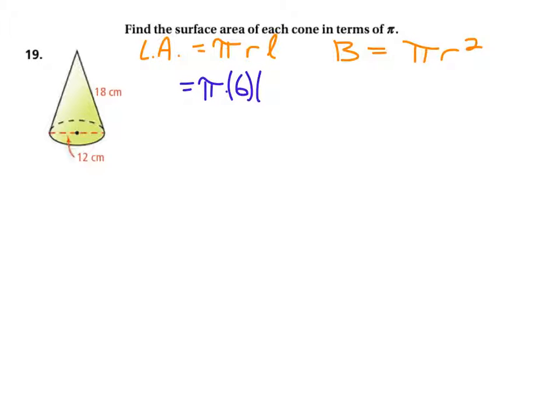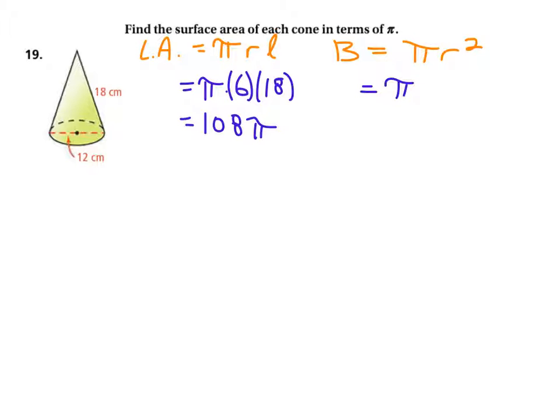What is the slant height? It gives it to us as 18. So if we multiply those together, we've got pi times 6 times 18. And grab my calculator here. 6 times 18 is 108. So that is 108 pi for the lateral area.